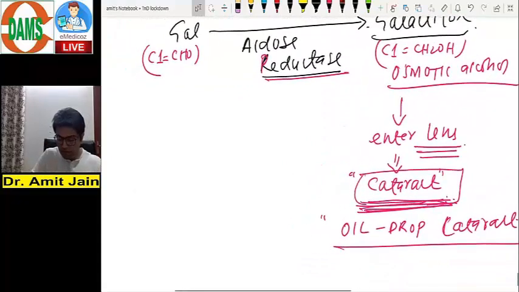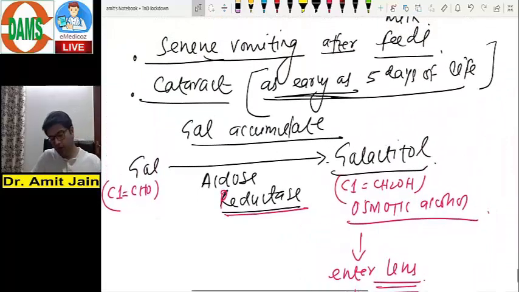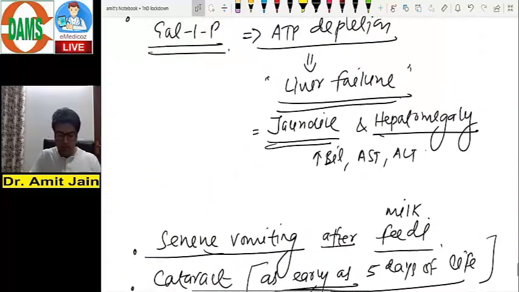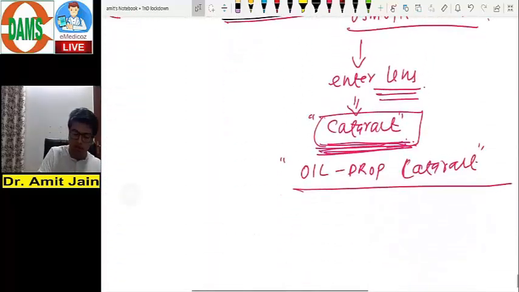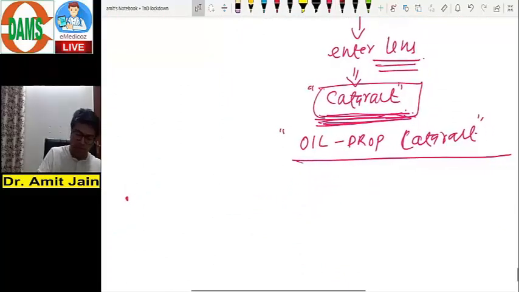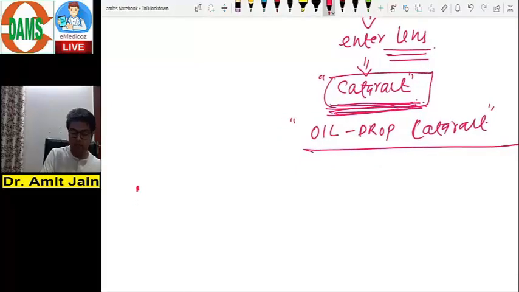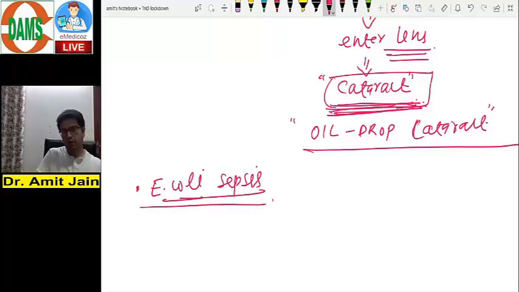So guys, this is how the oil drop cataract is formed. So these three are some of the classical features. Apart from them, there are definitely some more features which you should remember. So if this child is not taken care of, this baby will develop sepsis. Guys, sepsis is nothing but a kind of infection, right? Infection with bacteria, like a gram negative.